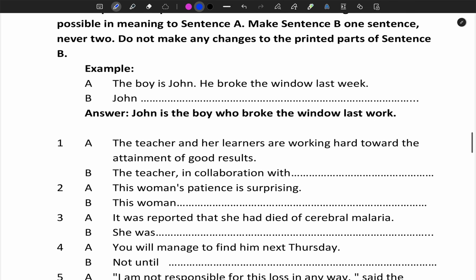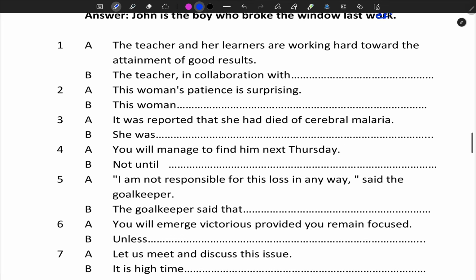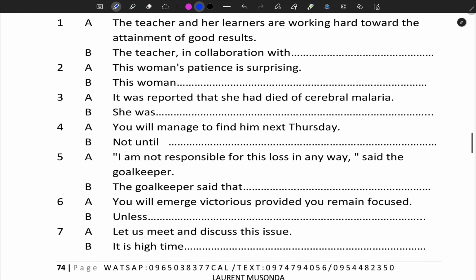For example, we are told the boy is John. That is our first sentence here. Full stop. He broke the window last week. This is our second sentence. Now the answer was written in one sentence: John is the boy who broke the window last week. So now let's begin with our first part.